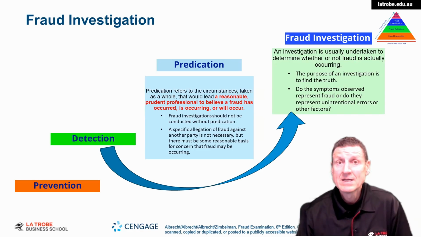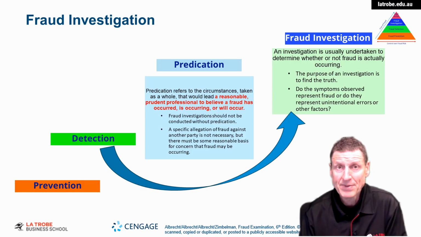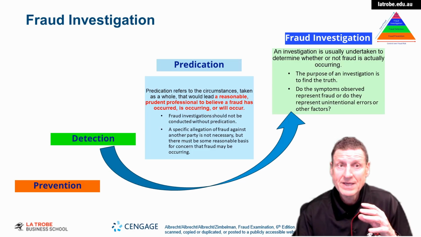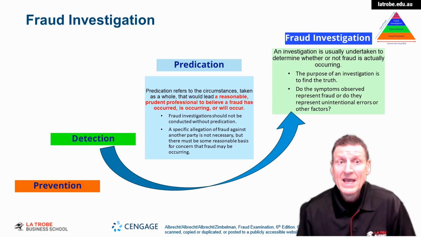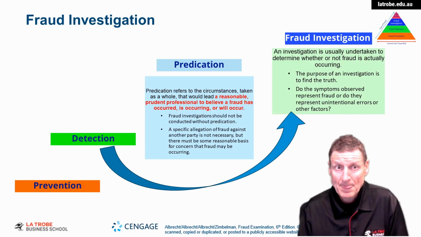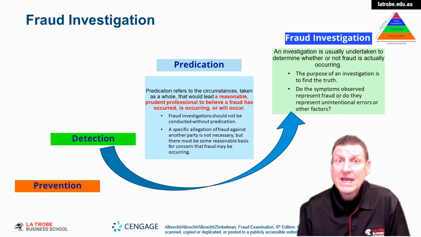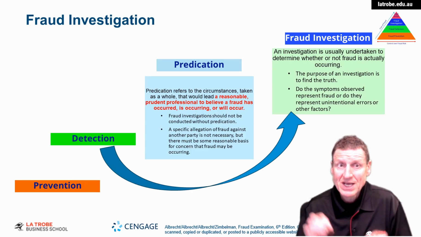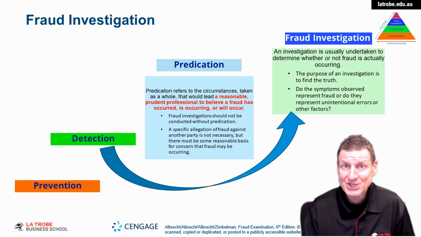Fraud detection, where someone has given a complaint or a tip, you have found some documentary evidence. So you need to think about, is what you have detected enough for a predication? A predication means the following. It refers to the circumstances taken as a whole that could lead a reasonable, prudent professional to believe a fraud has occurred, is occurring, or will occur. So fraud investigations should not be conducted without a predication.